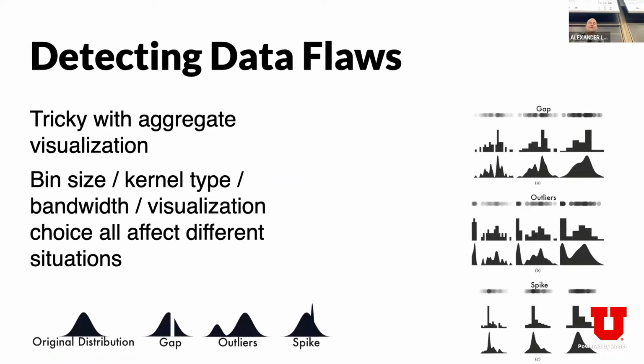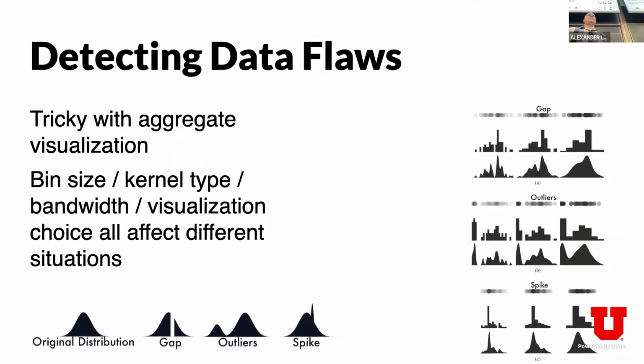And so this paper is about detecting data flaws. Generally, data flaws are tricky to spot with aggregate visualizations. It really depends a lot on the bin size, on the kernel type, on the bandwidth, on the visualization choice. These authors looked at 4 different types of data flaws: the original distribution, then a gap, then the effect of outliers that are distributed, and then the effect of spikes. And in the end, as always in visualization, unfortunately, there isn't a clear answer.